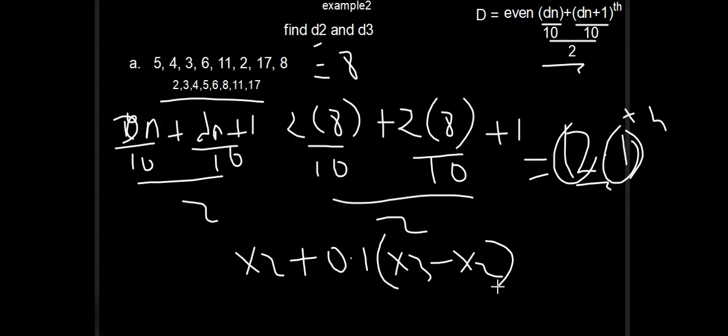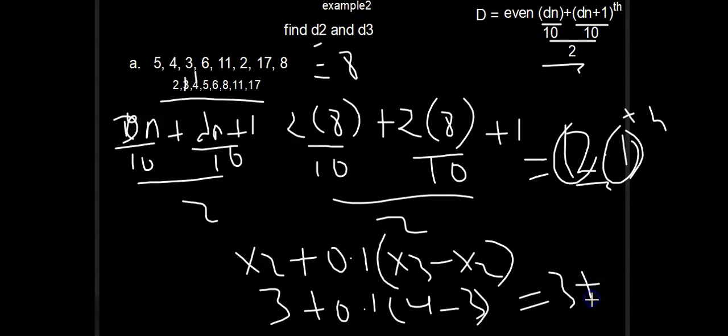So when you go to the x2, I'm going to go to the second term. So it will be this term. So it will be 3 plus 0.1. And I'm going to go to the third term. It will be 4. So 4 minus 3 will be 1. So 3 plus 0.1 times by 1.